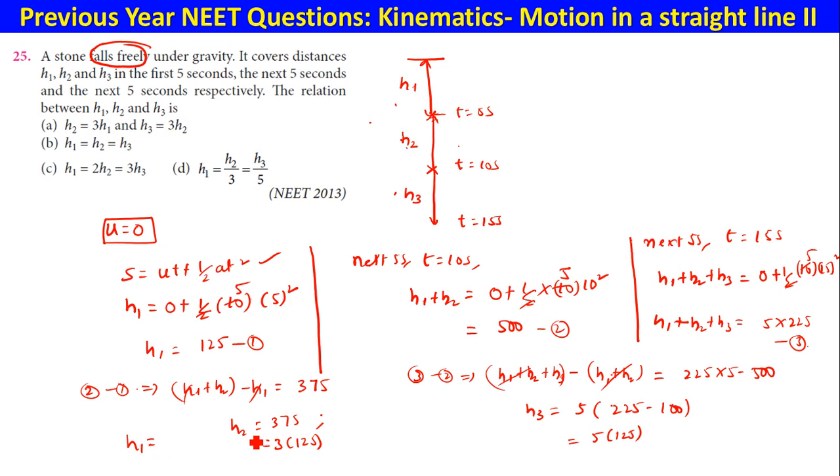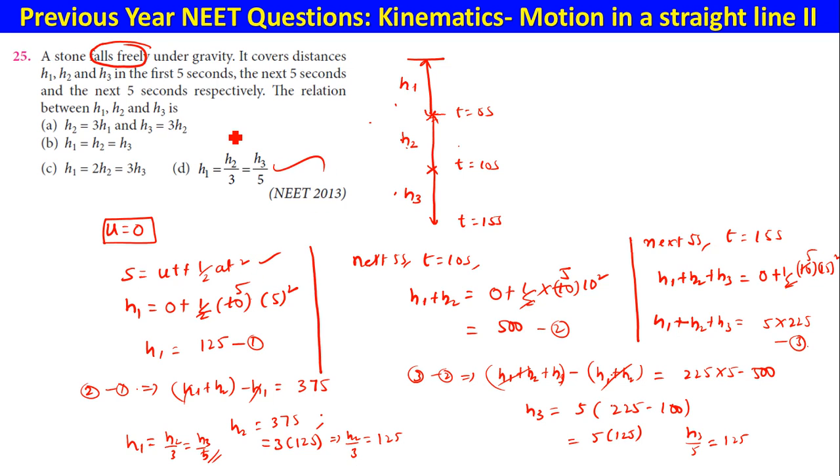is equal to h2 by 3. If I take h2 by 3, I'll get 125, isn't it? h2 by 3 is nothing but 125. If I take h3 by 5, I'll get 125. So that's what h1 is equal to h2 by 3 and h3 by 5. So this is the correct option.